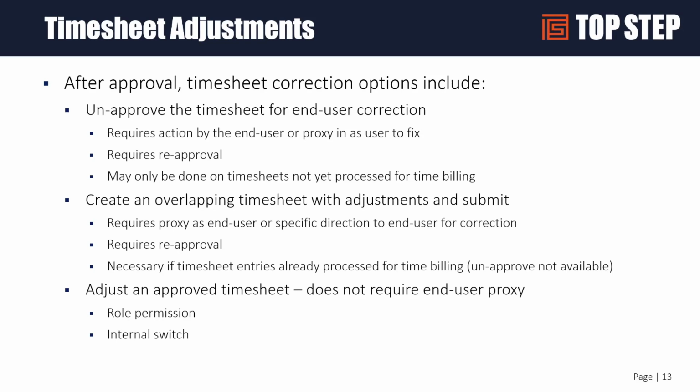You have the option of creating an overlapping timesheet with adjustments. So you've already entered your time for a week and you put 6 hours against this task when it should have been that task. You can create an overlapping timesheet manually and put -6 hours against the task that you had initially entered that time against, and then +6 against the correct task and submit that. That also requires reapproval and can be a little bit slow as well, although usually not as slow as the unapproval.